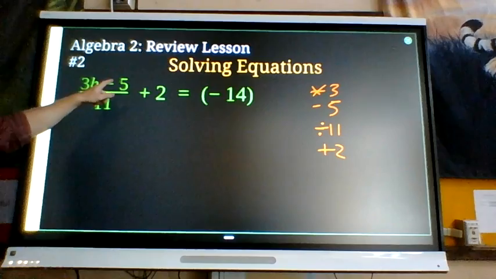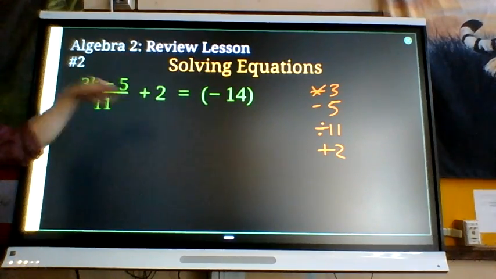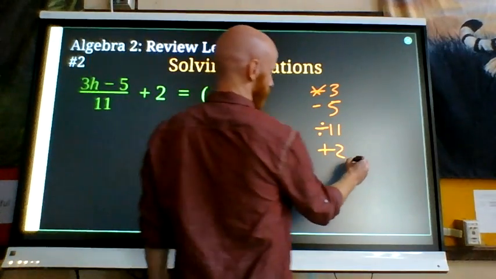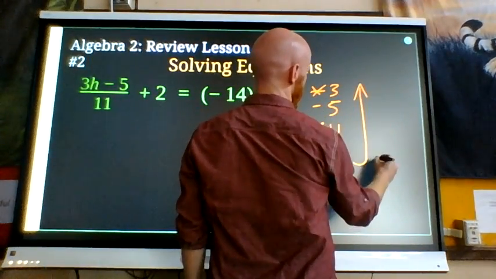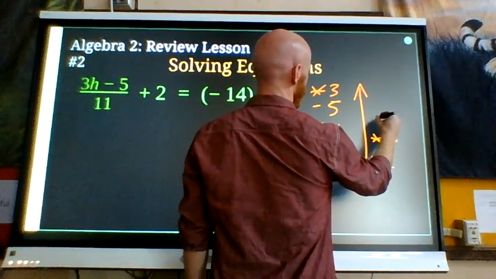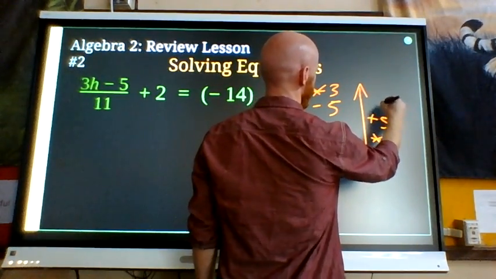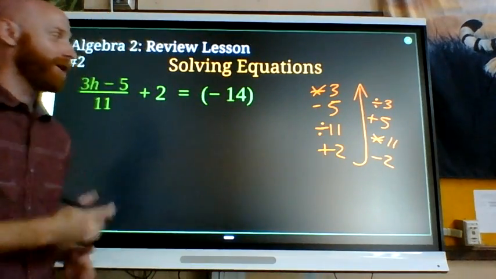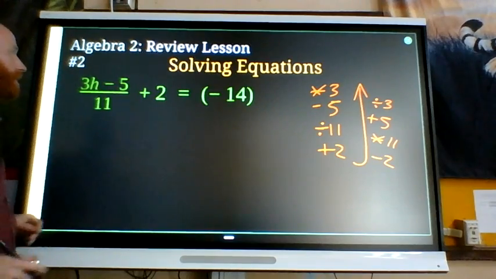H times 3 minus 5 divided by 11 plus 2. And then we're going to undo those things in reverse order. So subtract 2, multiply by 11, add 5, divide by 3. All right, that should be the order to undo what's been done to H.